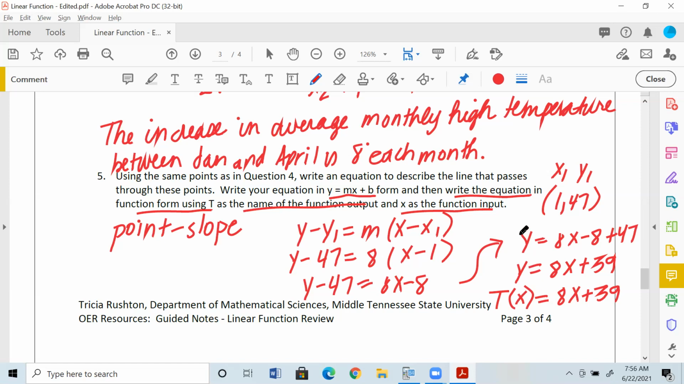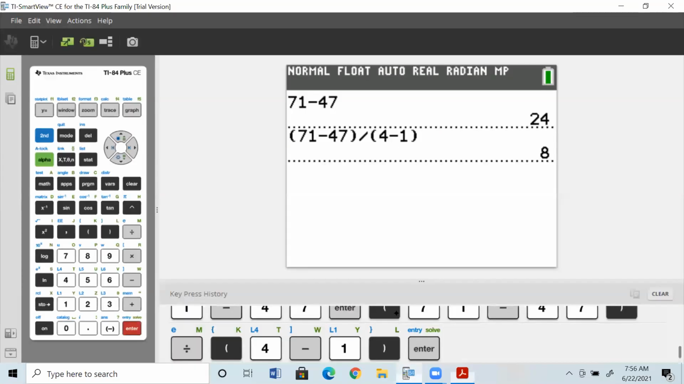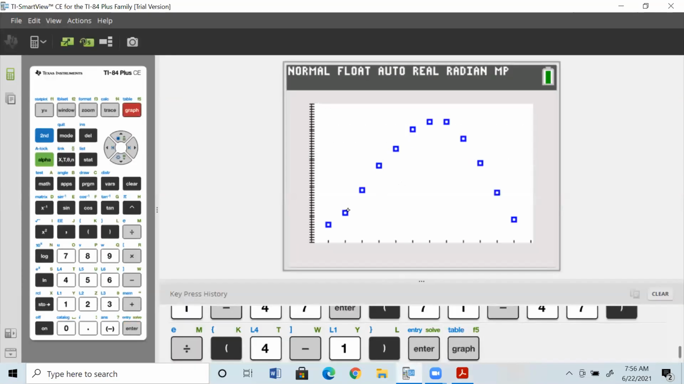Now, this equation is not going to work for every point on our graph. Recall, our points go up and they come back down. So this line really just represents a function in between January's point and April's point.